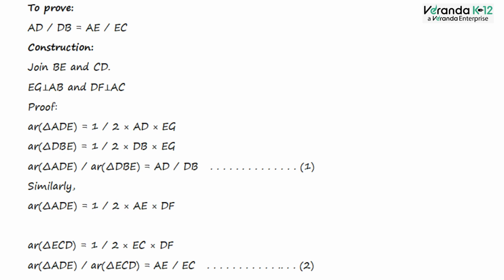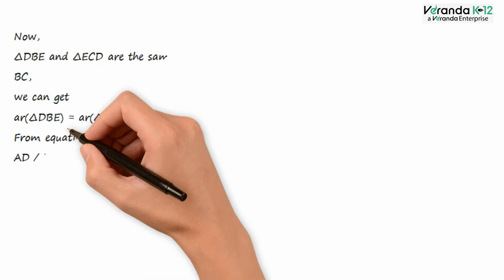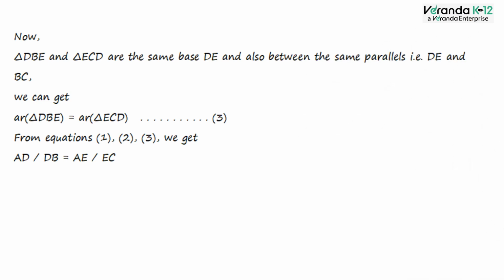Similarly, we have area of triangle ADE by area of triangle ECD is equal to AE by EC. Let us take this as equation number 2. Now, we know that triangle DBE and triangle ECD are on the same base DE and also between the same parallels, that is DE and BC. Therefore, we will get area of triangle DBE is equal to area of triangle ECD, which is equation number 3. Comparing equations 1, 2, 3, we get AD by DB equal to AE by EC. Hence, we have proved the theorem.